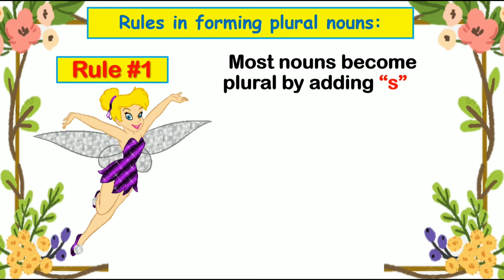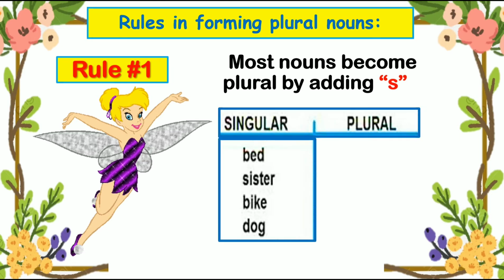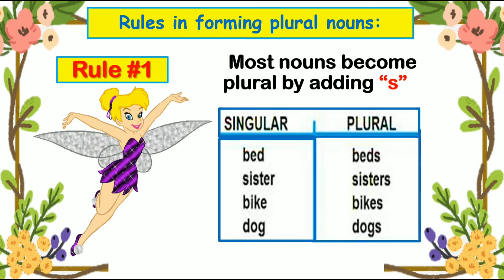Most nouns, or what we call regular nouns, become plural by simply adding s at the end of the noun. Examples: bed, sister, bike, dog. These are all singular nouns. But if we are going to change them into plural nouns, bed would become beds, sisters, bikes, and dogs. See the s at the end? So this is how we form plural nouns using rule number 1.